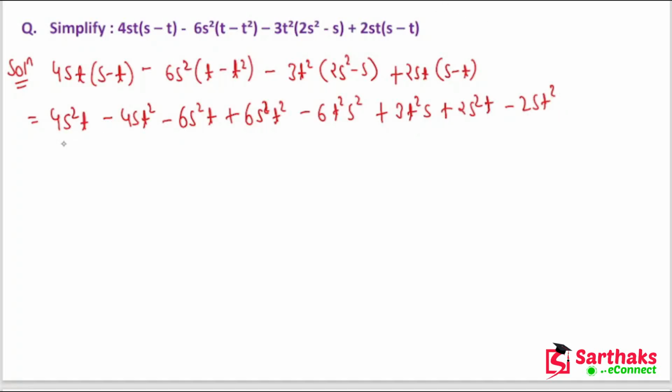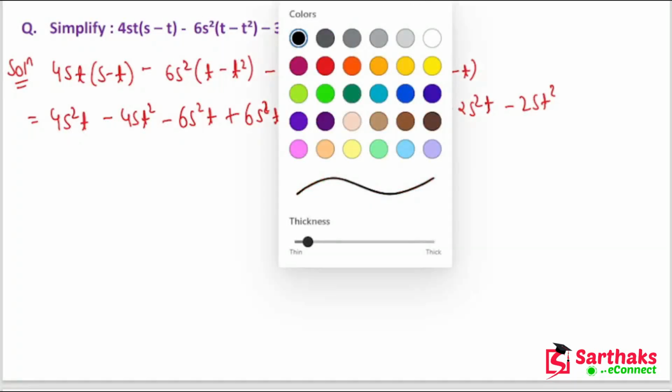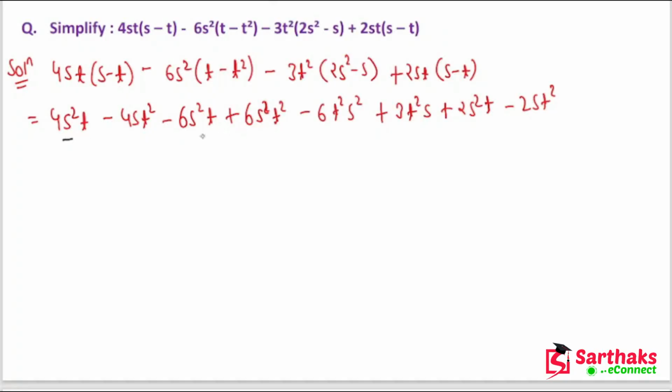So 4 s square t, let us find s square t. See, 4 minus 6 s square t minus 2, do we have another term? Yes. So 2 s square t plus 4 s square t, 6 s square t minus 6 s square t, I think they will cancel out. So they will be like 4 s square t and minus 6 s square t minus 2 s square t plus 2 s square t, so they will become 0, so nothing we have to write.